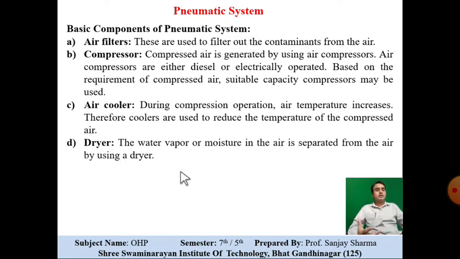Our air contains moisture, and it is very mandatory to remove this moisture from the pressurized air. The water vapor or moisture in the air is separated from the air by using a dryer. Why is it important? Because the air which is used should be dry.